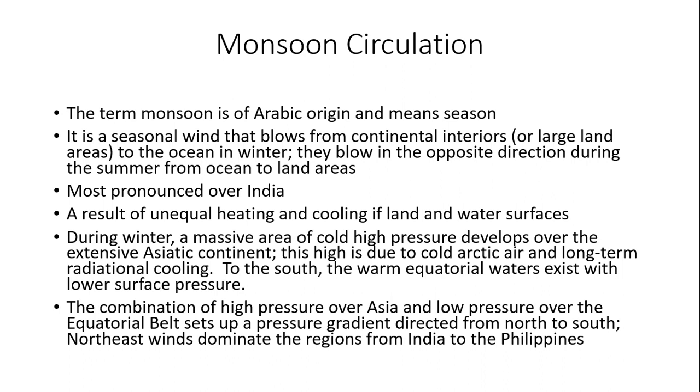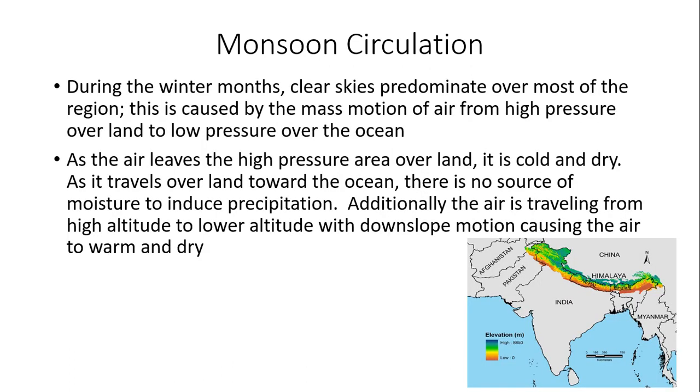So the combination of the high pressure over Asia and that low pressure over the equatorial belt and over the warmer waters, that's going to set up a pressure gradient directed from north to south. And so you typically see northeast winds day after day dominating the regions from India to the Philippines. During the winter months, clear skies predominate over most of the region, and this is caused by the mass motion of air from higher pressure over land to lower pressure over the water.